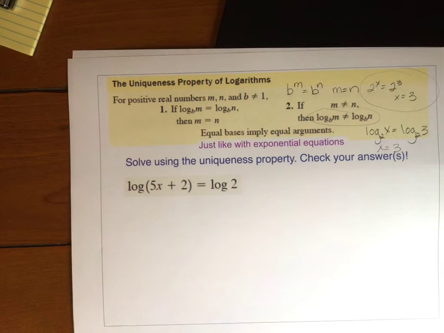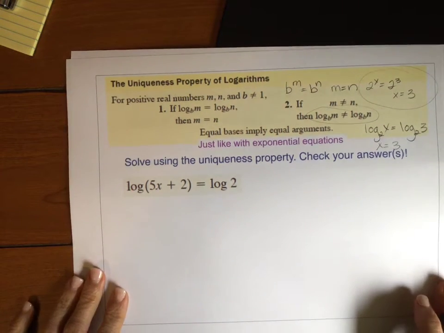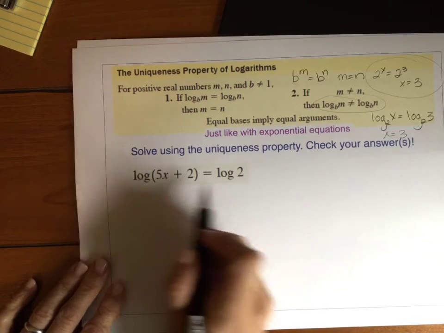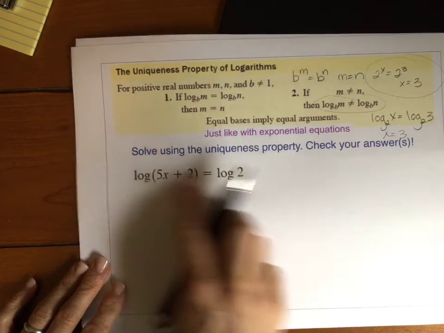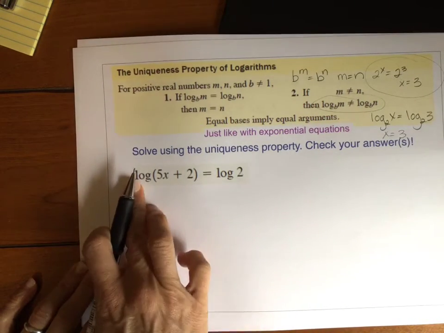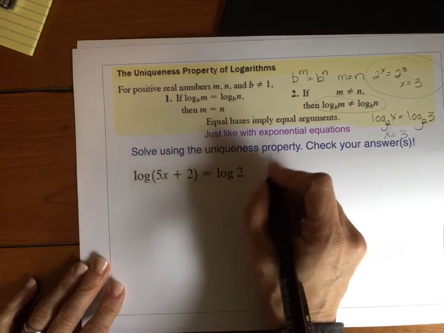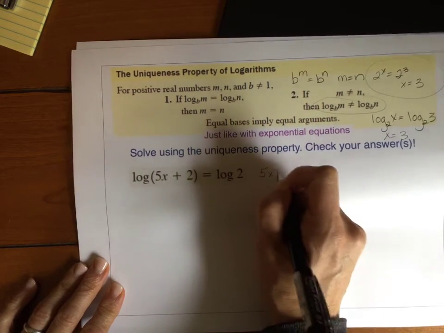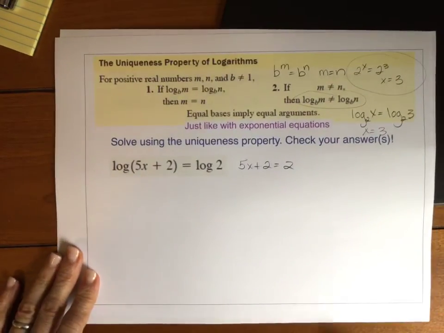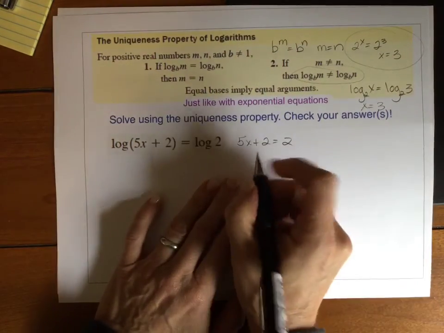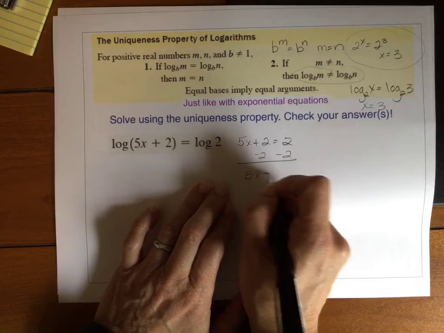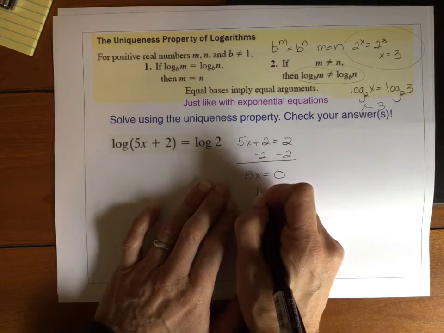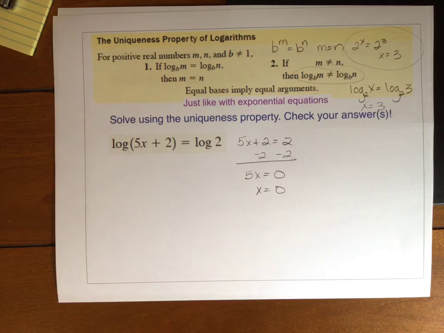Then I'm going to give you an opportunity to work on another problem before you see me go through it. I can see that I don't have a base present here, so that means it's log base 10 on both sides. If it's just log on one side and log on the other, same base, then I can just say that 5x plus 2 equals 2. Now I just solve it like any other algebra problem. I subtract 2 from both sides, I get 5x equals 0. Divide both sides by 5, so x equals 0.